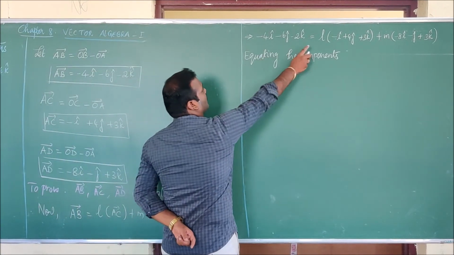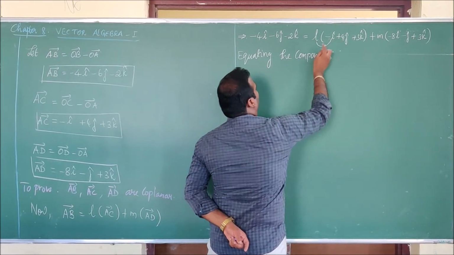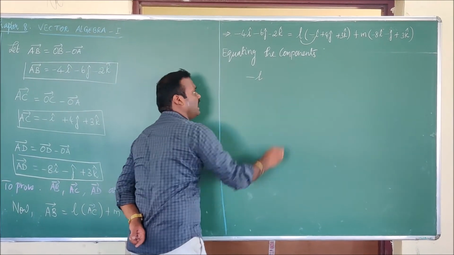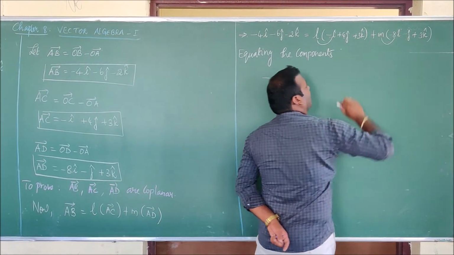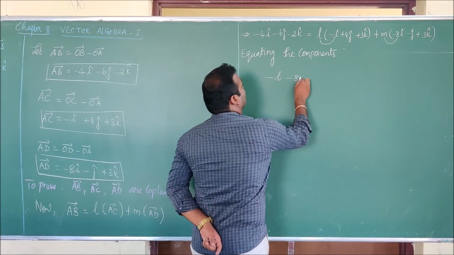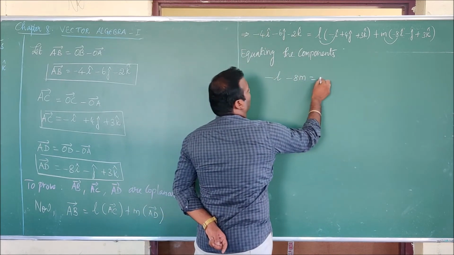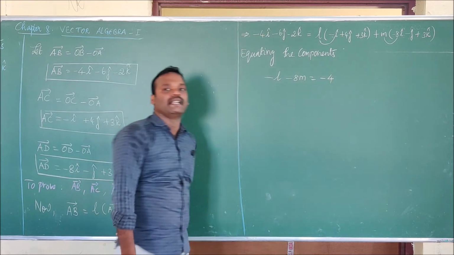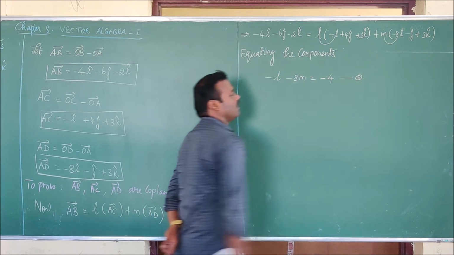Okay, first when you are equating the i component, you will multiply here. L into minus 1 is nothing but minus L. Then here minus 8 into M is nothing but minus 8M. When you come to the left hand side, what is the ith component? Which is nothing but minus 4. So you have to take this as equation number 1.